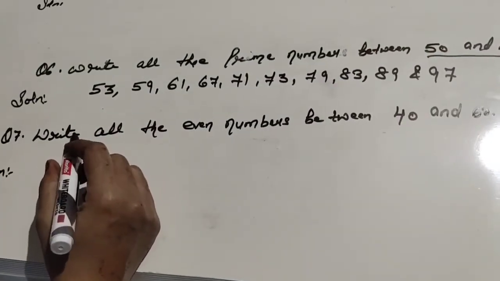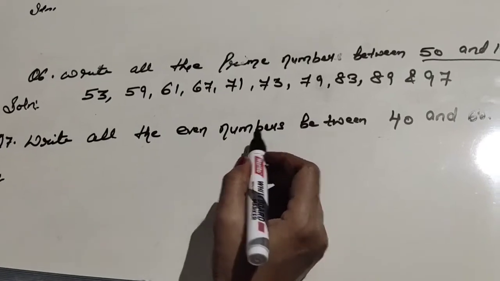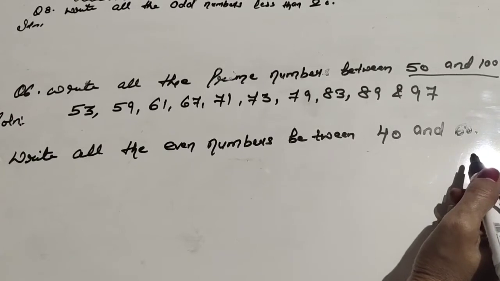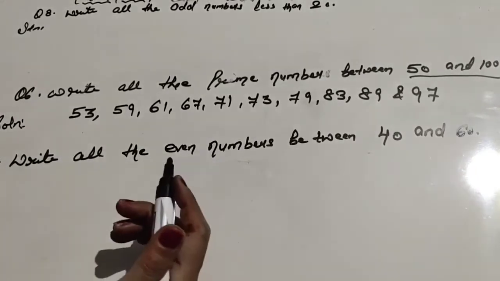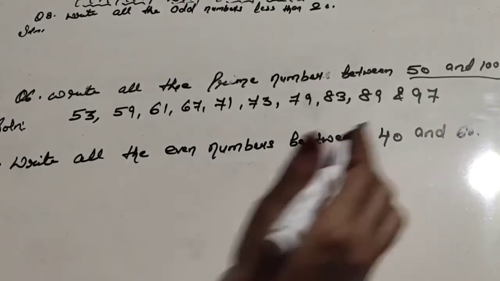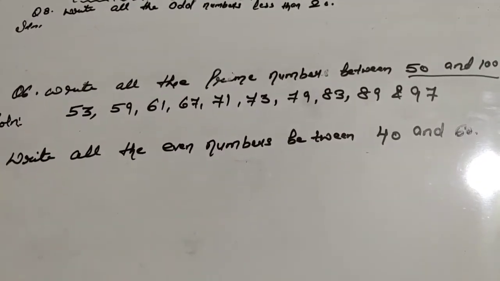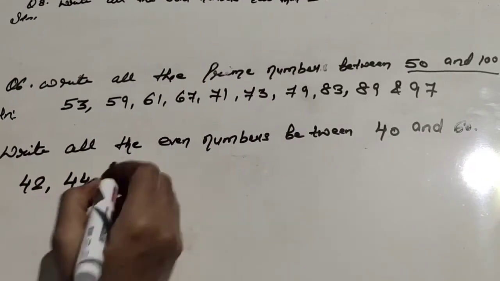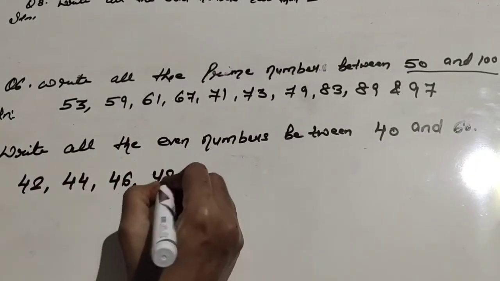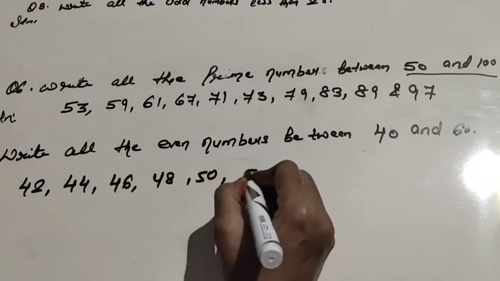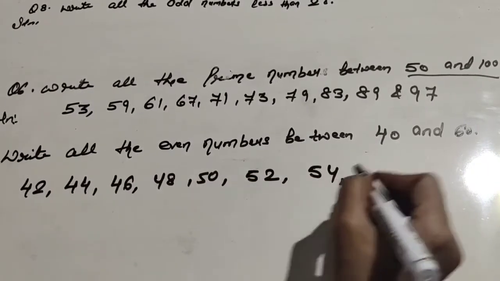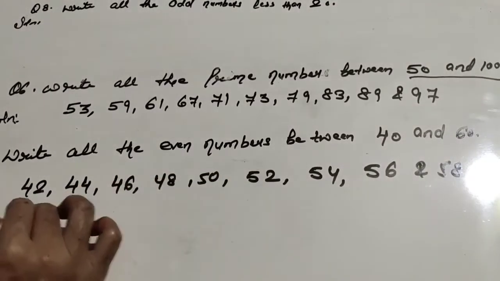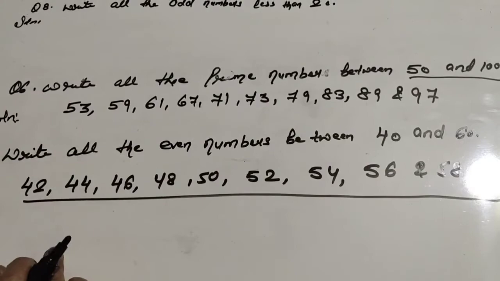Question number 7 is given: write all the even numbers between 40 and 60. Even number means any number which is divisible by 2. So between 40 and 60 we will find the even numbers, like 42, 44, 46, 48, 50, 52, 54, 56 and 58. In between these are your even numbers.